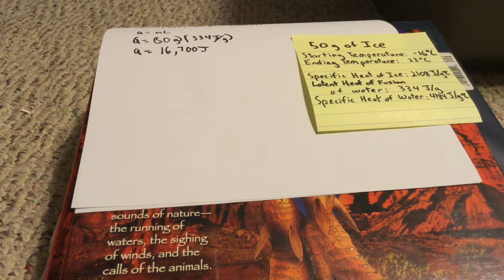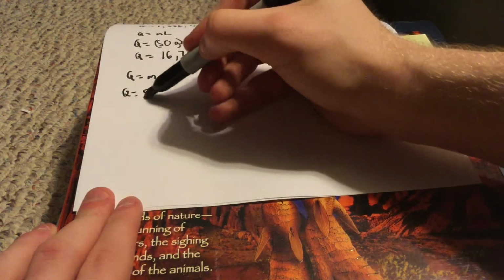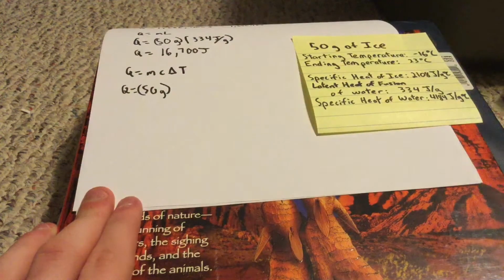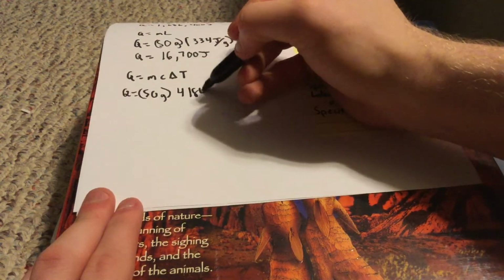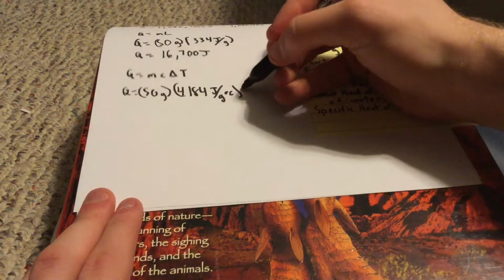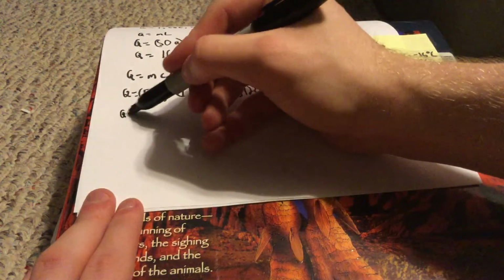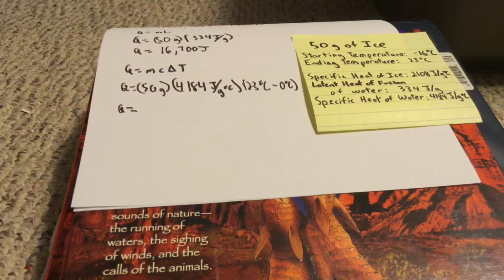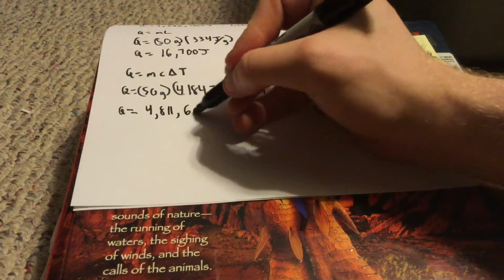So now we need to raise the temperature of our 50 grams of water that we have now to 23 degrees Celsius, room temperature. So we use Q equals M C delta T, where we have 50 grams. The specific heat of water is 4184 joules per gram degree Celsius. And the change in temperature is 23 degrees Celsius minus 0 degrees Celsius. And that gives us 4,811,600 joules.